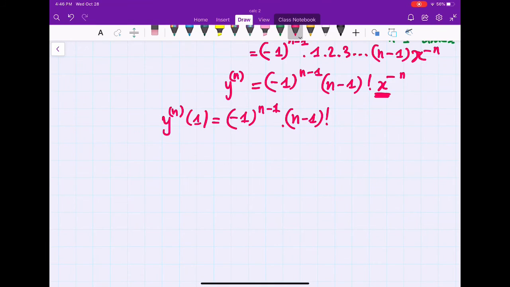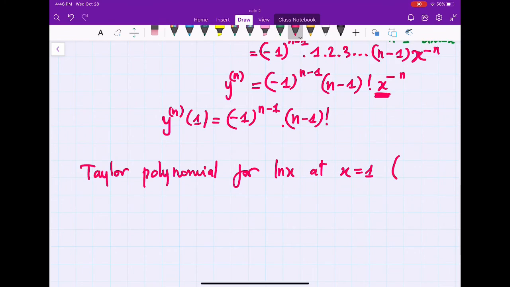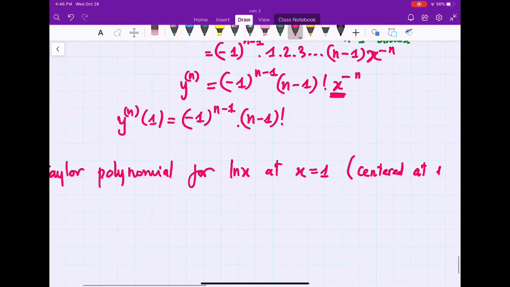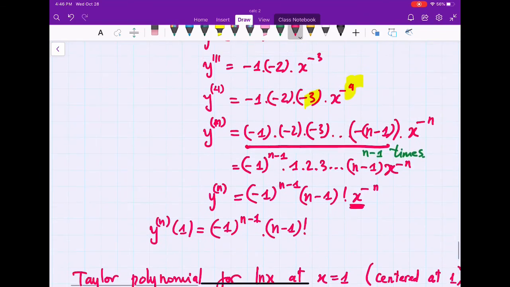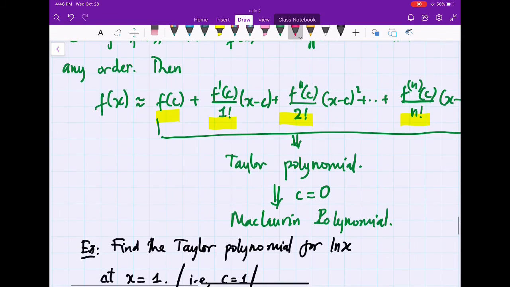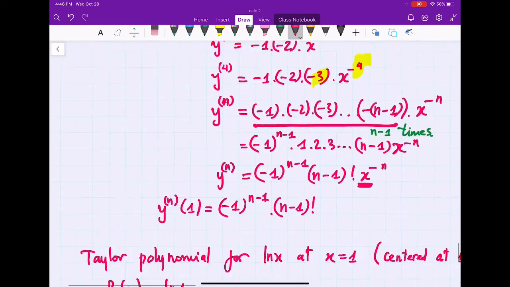Taylor polynomial for ln of x at x equal to 1. Or sometimes we write centered at 1, okay? So that is P_n(x). The value is ln of 1. The function, you see that? Just copy the formula right here, okay? f(c), and then the derivative, and then x minus c.